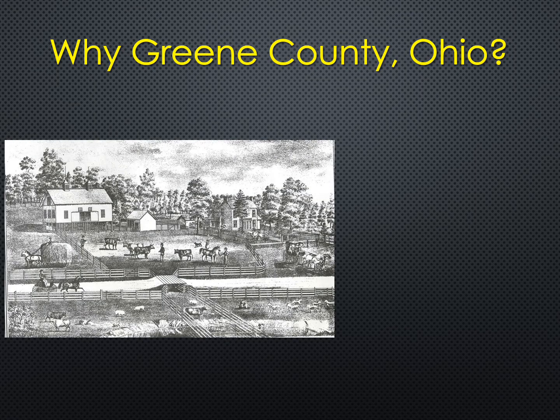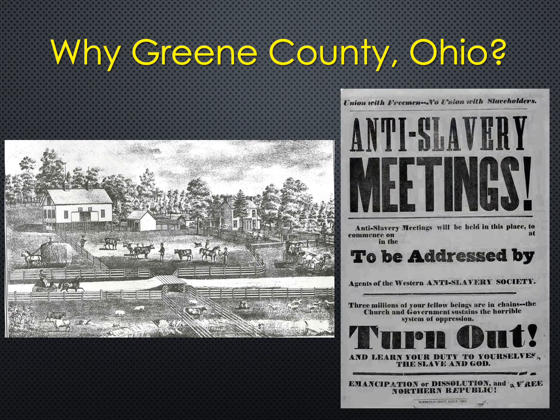One is Greene County had inexpensive, fertile farmland. And remember that most of your slaves did work on plantations originally, so it made it a good transition for them. They were already well equipped to do that type of work, farming work. Additionally, Greene County was an abolitionist community, meaning that they were against slavery. So they felt like they would be more welcome in such a community.